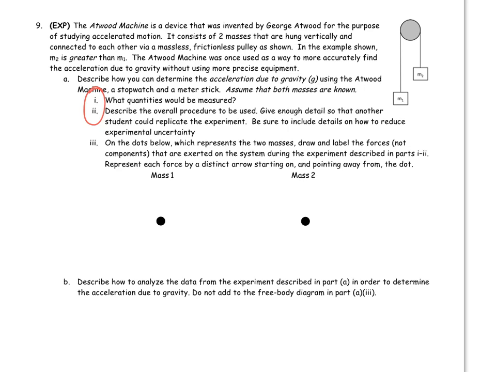So let's think about the forces acting on the objects. We know that each object has a force of gravity acting on it, so Fg1 and Fg2. And we also know that each object has a force of tension, and that force of tension is going to be the same on both objects. In terms of the acceleration, we're told that m2 is greater than m1, which means mass 1 will accelerate up, and mass 2 will accelerate down. So there's my free body diagram for both objects.